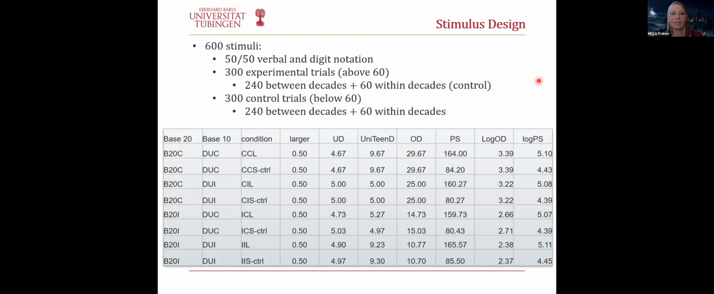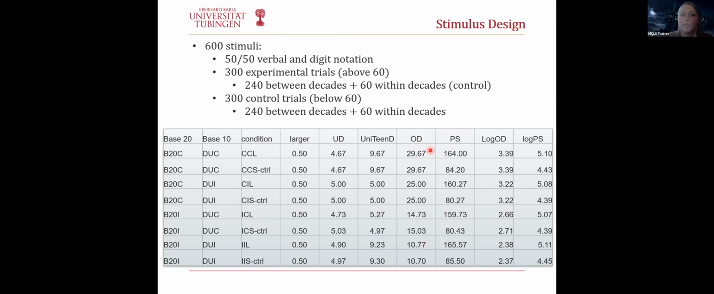So we created 600 stimuli. 50% was verbal, 50% was digit notation, so the verbal number word notation or digits. Basically we created 300 experimental trials from the beginning, which by experimental trials, I mean the numbers above 60. And we matched them on several levels, for instance, the unit distance, overall distance and problem size. However, there was a problem for the overall distance because we could only use the numbers from 60 and up, and there were basically not enough possibilities between number pairs to make all the conditions match perfectly on overall distance, as you can see here.